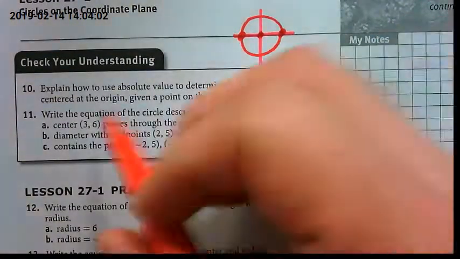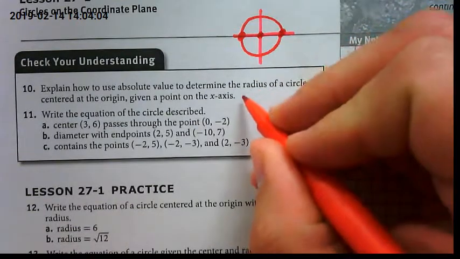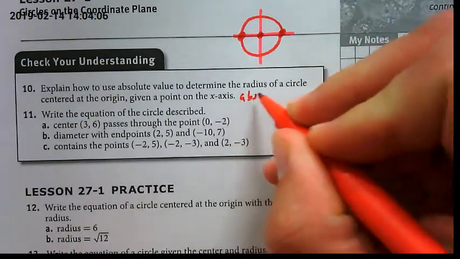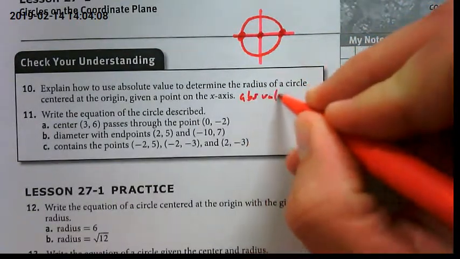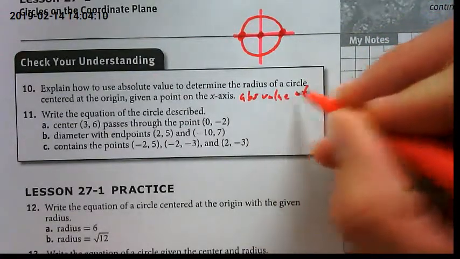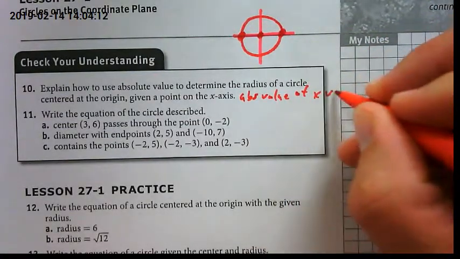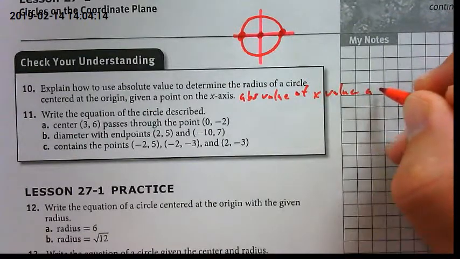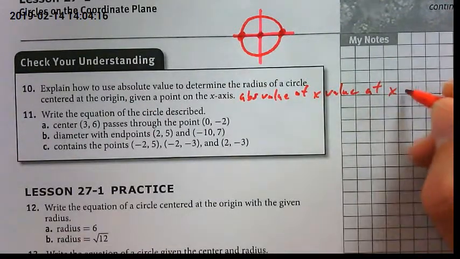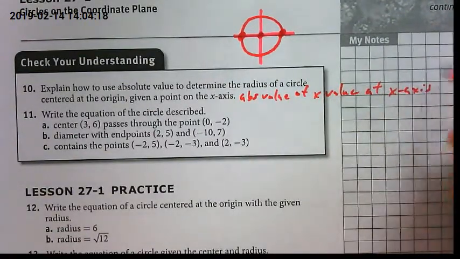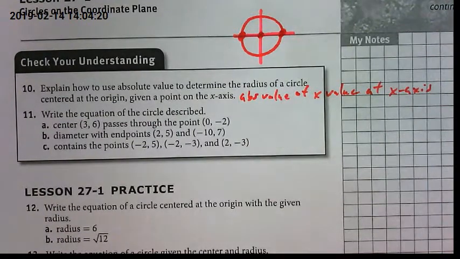All right? So, absolute value of x value at x axis. Something along those lines. All right.